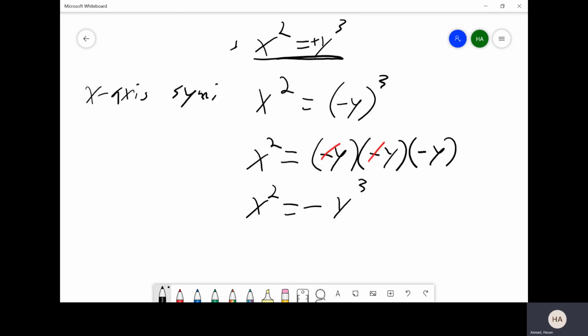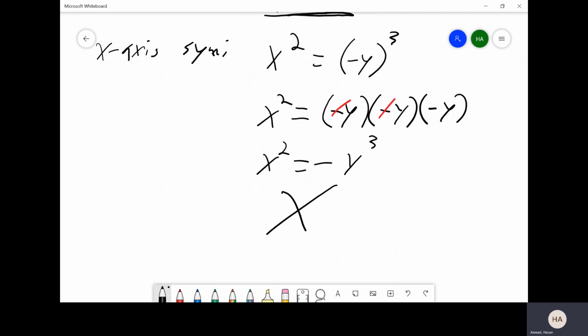And notice this is different from the original equation, right? Now we have x squared is equal to negative y cubed, and that's different from x squared is equal to y cubed, right? So we see we do not get the same original equation back, so it is not symmetric, okay? You would write not symmetric. I'm writing an X here because, again, I'm trying to save time wherever I can.